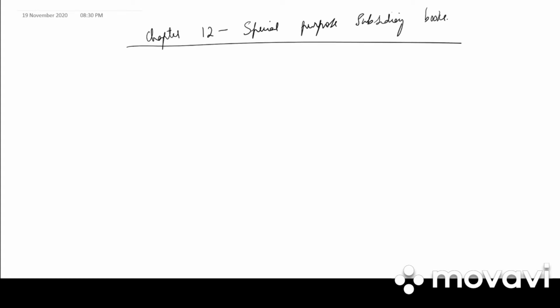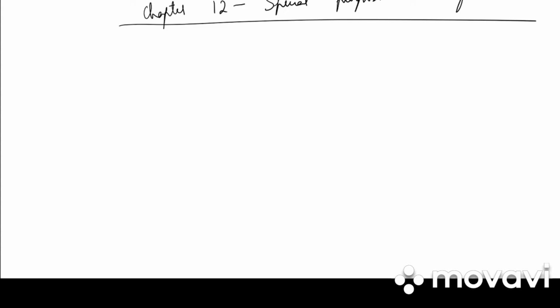Good morning, students. Today we are going to start a new chapter, that is chapter 12, Special Purpose Subsidiary Books. In the previous chapter we had studied what subsidiary books are, the different types of subsidiary books, and under that we had studied cash book and petty cash book. In this chapter we will be studying purchase book, sales book, purchase return, sales return, and journal proper. So first let's start with purchase book.